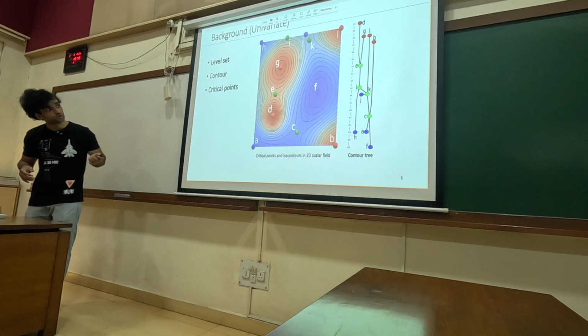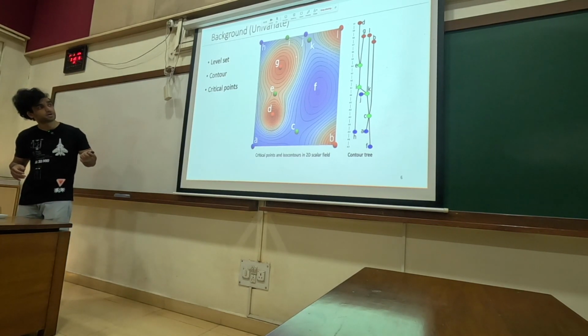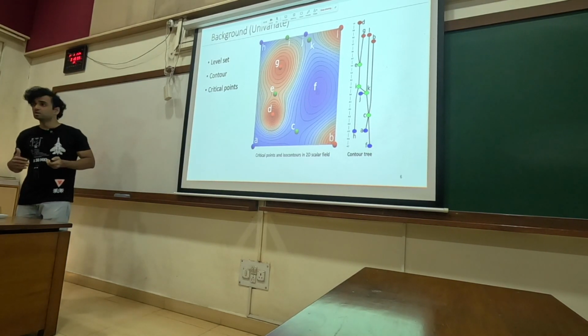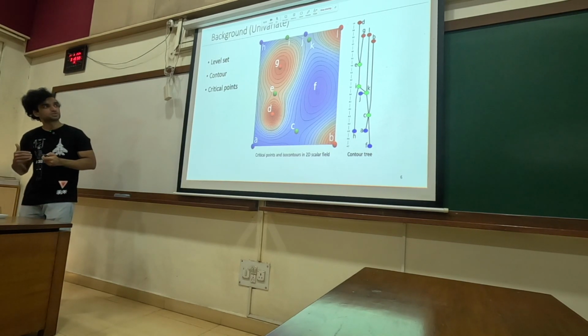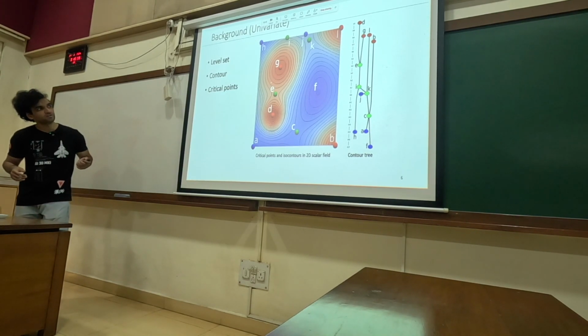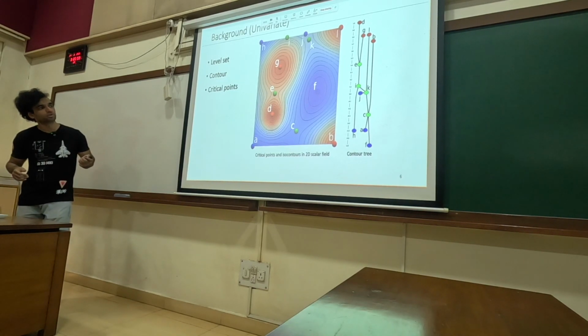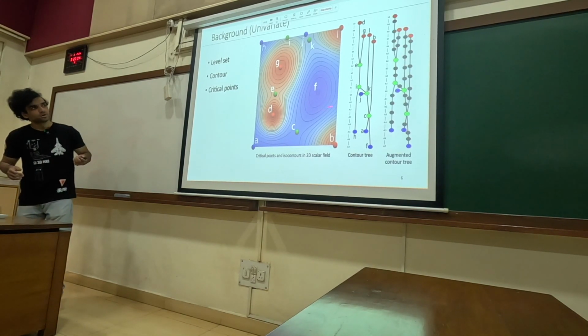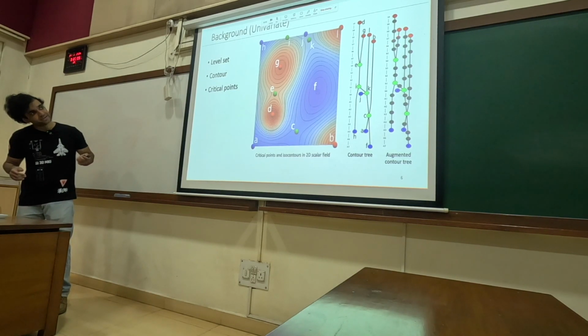The arcs of the contour tree segment our domain into segments of consistent level set topology. For example, the arc from G to E represents the segment of the domain where every contour, or every level set, has a single connected component. When we also add the regular points in this contour tree, we call it an augmented contour tree.